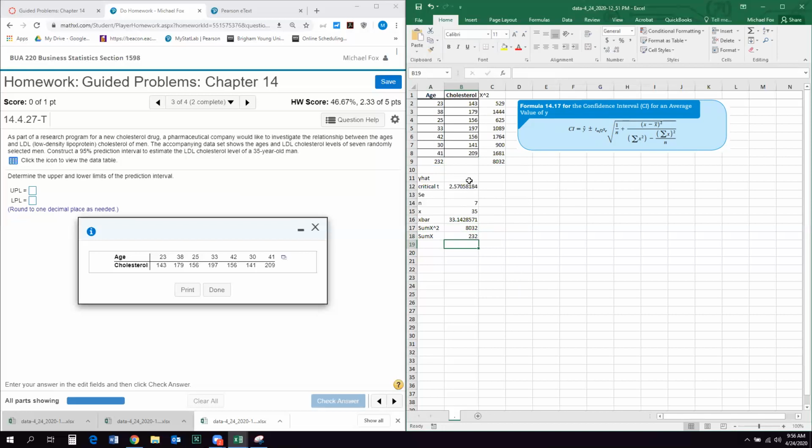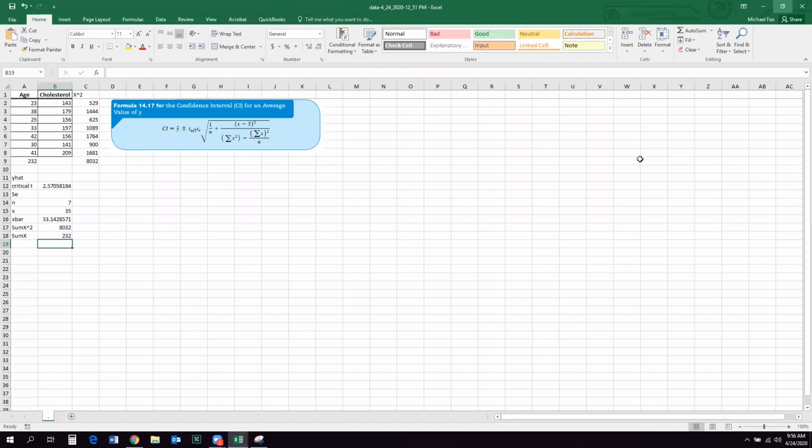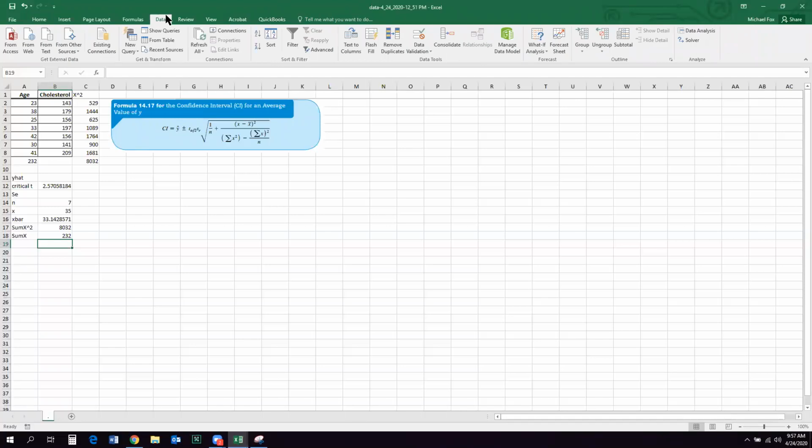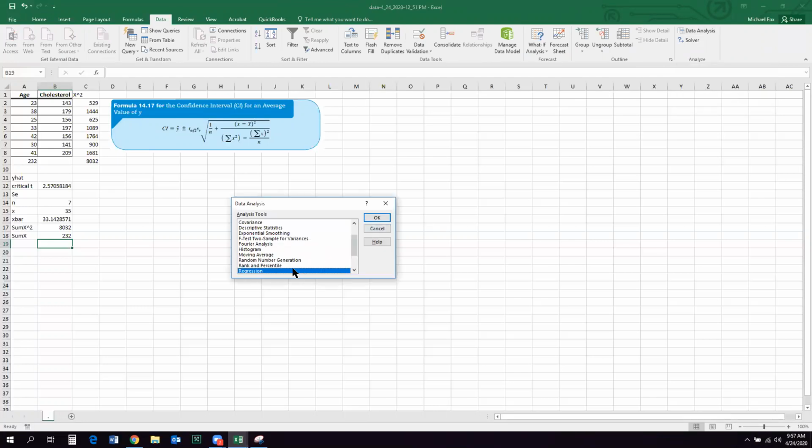Now, I think the last two are the y-hat and the standard error. Those are a little bit harder. I'm gonna actually make this full screen so we can see all my tools, and my Zoom stuff is perfectly blocking the things I need to do. All right. So right here, I'm gonna use the data analysis tool, regression.